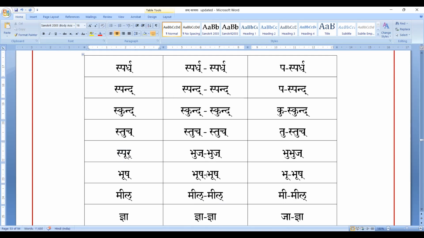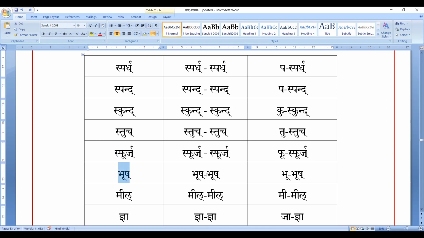Then spurge. Spurge, that will become spoo. I mean, poo, spurge. After that, rasva will happen.